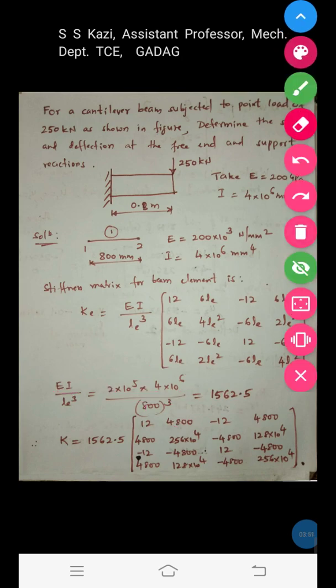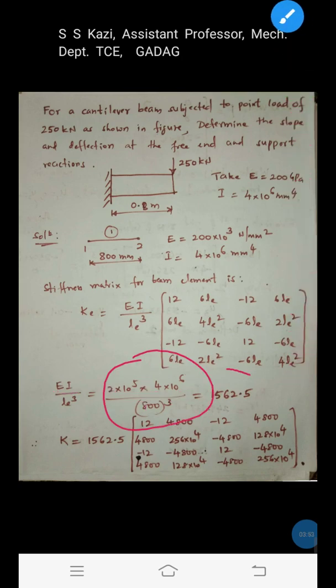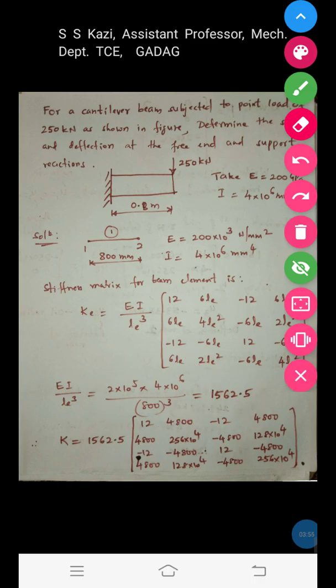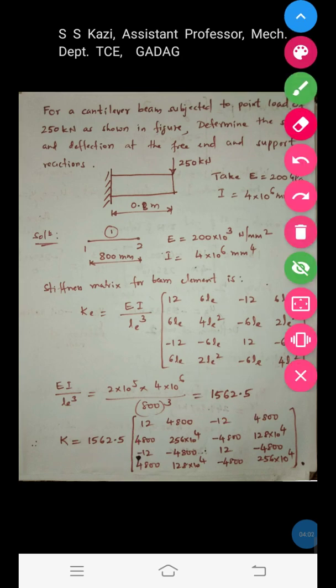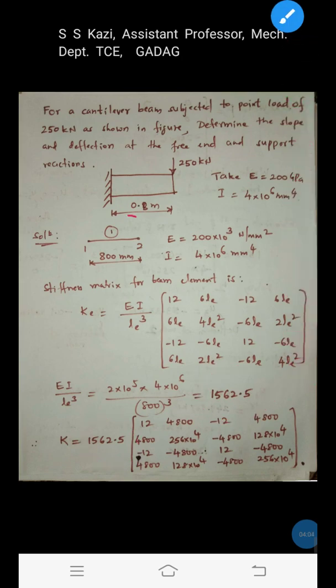If you calculate the ratio EI by LE cube, we will get 1562.5. You just keep this 1562.5 outside the stiffness matrix. Since the beam structure consists of a single element, the stiffness matrix for element 1 itself is the global stiffness matrix.